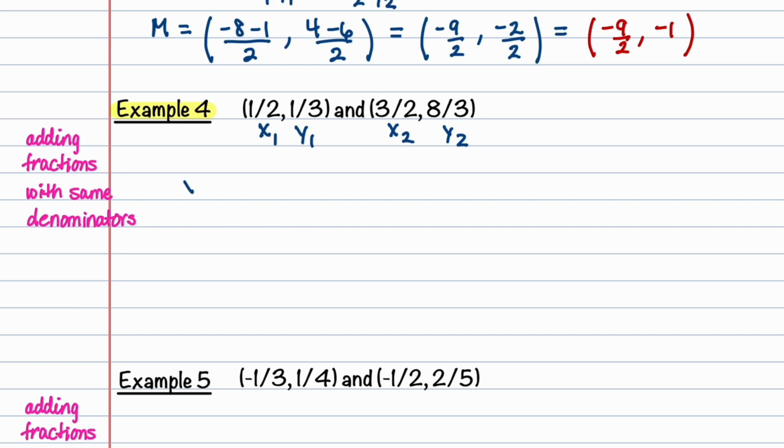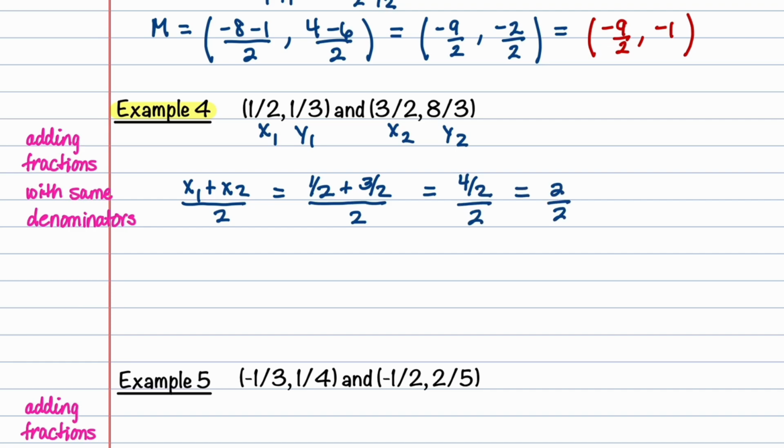Our x-coordinate is going to be x1 plus x2 all divided by 2. This is going to be 1/2 plus 3/2 divided by 2. 1/2 plus 3/2 is 4/2 divided by 2. 4/2 is just 2, so we have 2 divided by 2, and that's equal to 1.